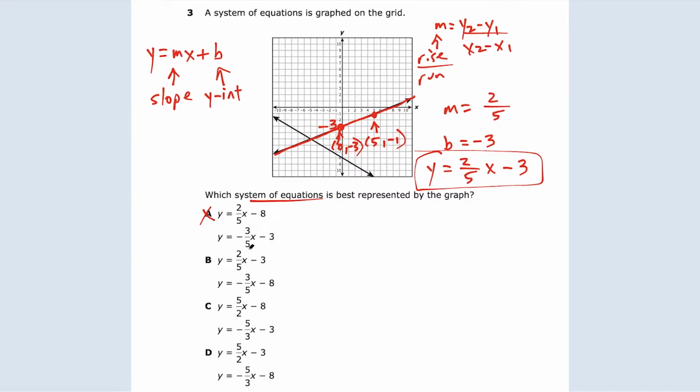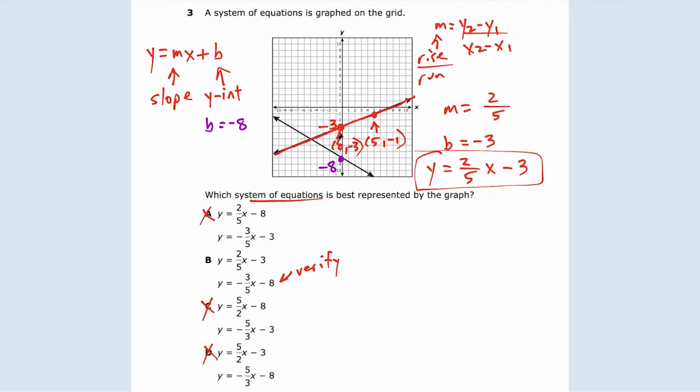For B, notice we have 2/5 x minus 3, but we would need to verify this one. Okay, we have to make sure that the second line has this equation. So then what we have for choice C here is that is not even showing up at all, so that's out. And same thing for choice D, that this is out. Now, if we want to be 100% safe here, notice the second line has a y-intercept at -8. So the b value for the second line is -8.